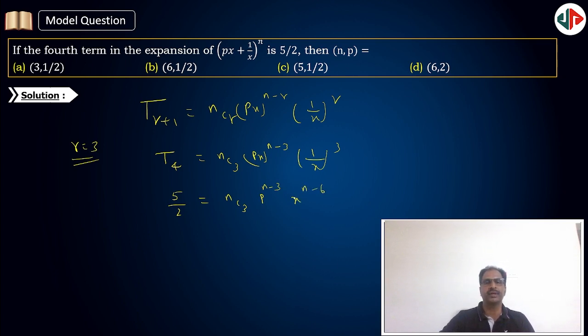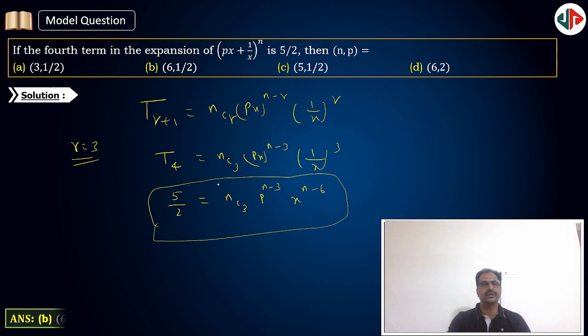Now the question is finding the values of n and p. That can be done only by verification here. Take n is equal to 3 and p is equal to 1 by 2 and verify. If n is 3, 3C3 is 1. So p is 1 by 2 means (1 by 2) whole power 0, that is 1. x power n minus 6. If n is 3, this is x cube. So this is wrong. First option is wrong.